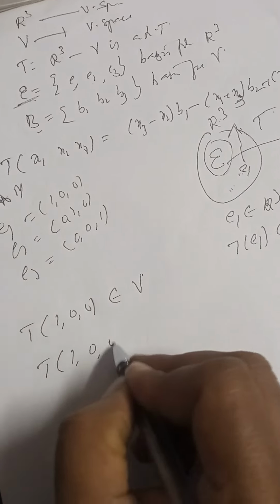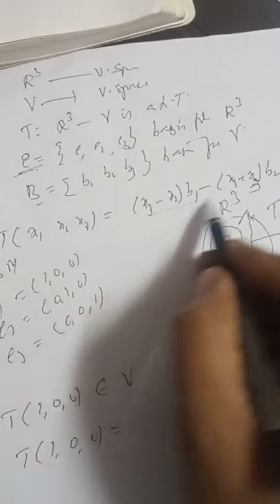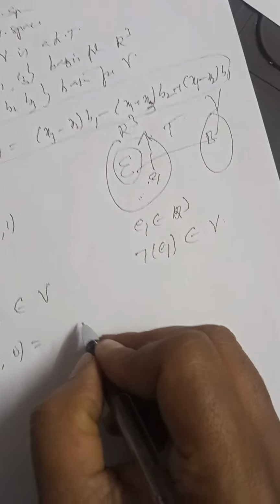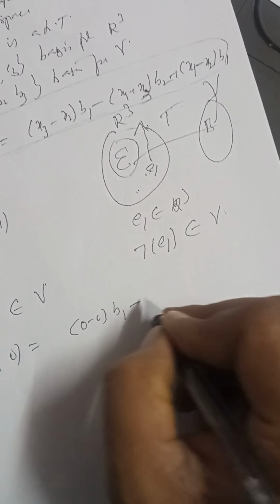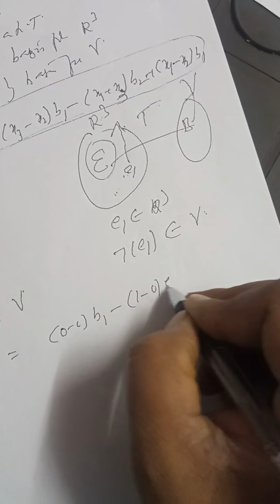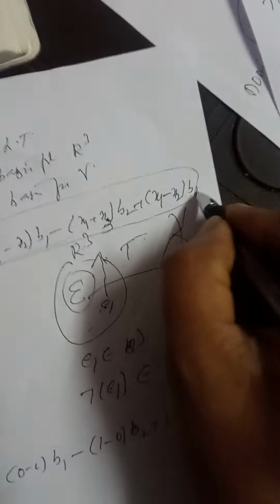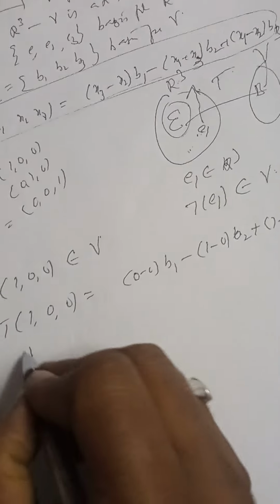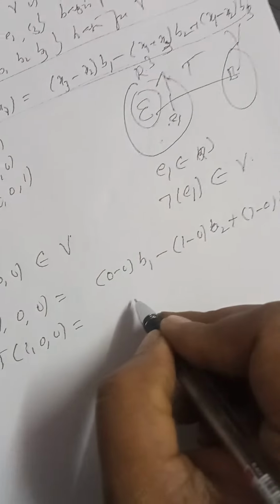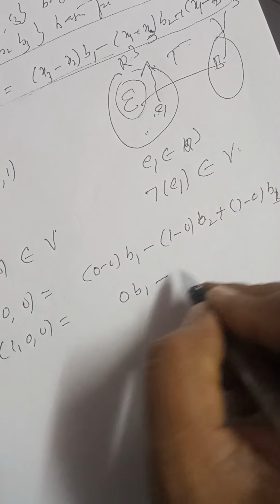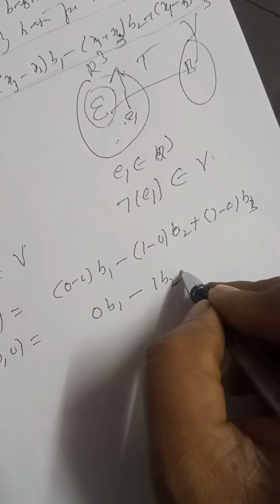Now T of 1, 0, 0 is defined as follows. What I am getting here: x3 minus x2, that is 0 minus 0, into b1, minus 1 minus 0 into b2, plus 1 minus 0 into b3. Simplify this one: T of 1, 0, 0 is equal to 0 into b1 minus 1 into b2 plus 1 into b3. Now analyze this one.